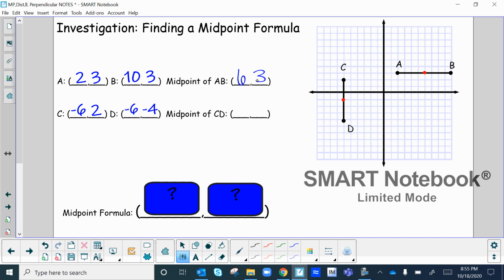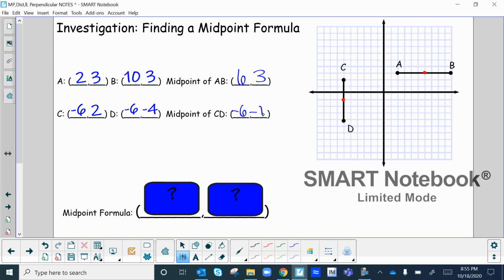So let's do the midpoint of CD. Again, I have it marked already. It is 1, 2, 3, 4, 5, 6 units long. And so you can see that there is 3 on this side, 3 on this side. So let's write that coordinate down. 1, 2, 3, 4, 5, -6, -1.